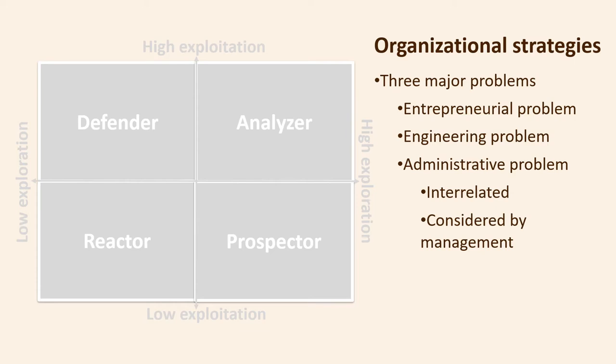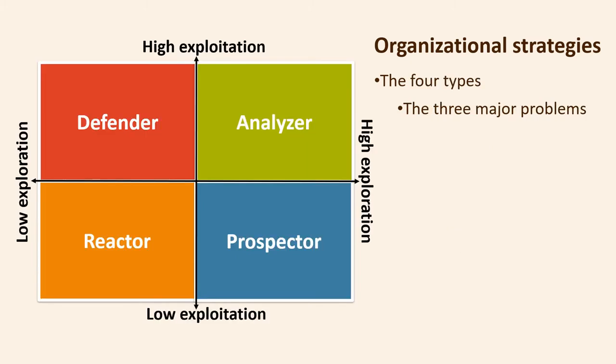Each of these problems is interrelated, and each must be considered fully by management before an organizational strategy is devised. The 4 types of organizations represent alternative ways of moving through the 3 major problems. Each of the 4 organizational strategies' characteristics are reviewed in relation to the 3 major problems in the following sections.